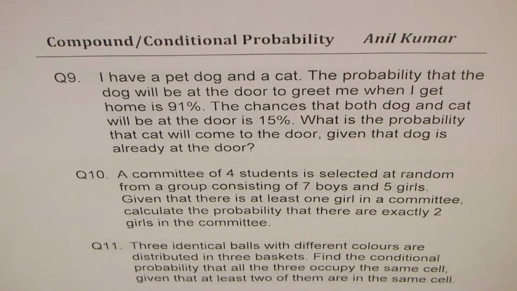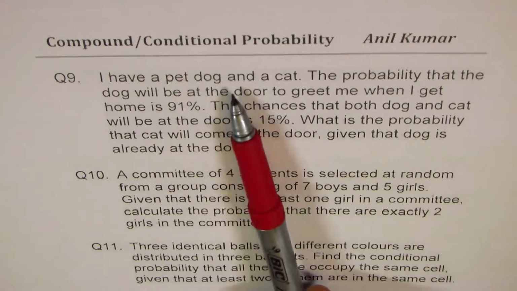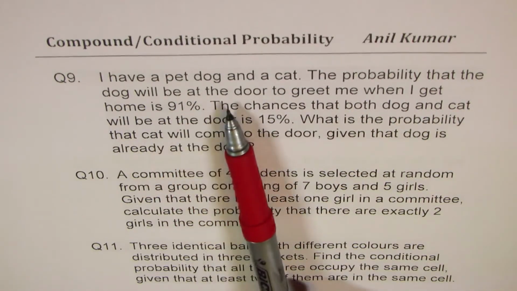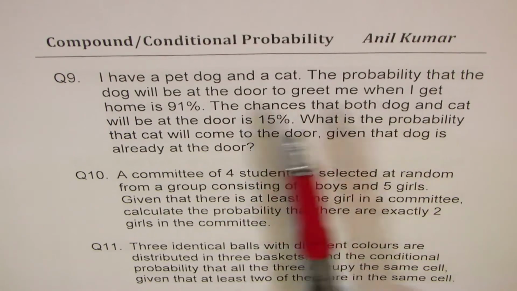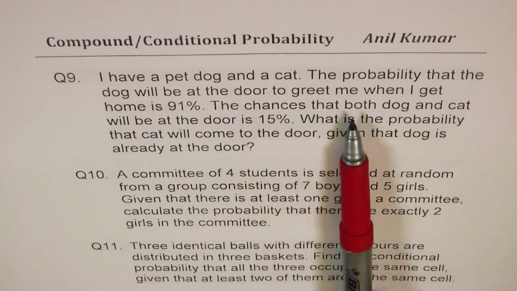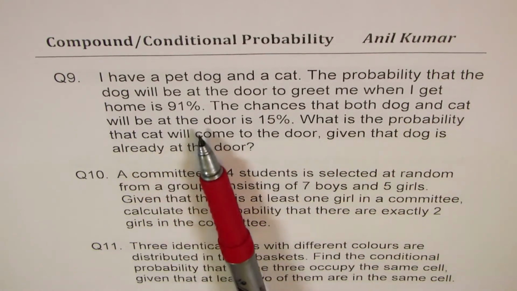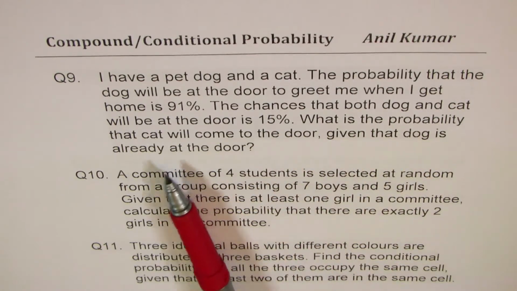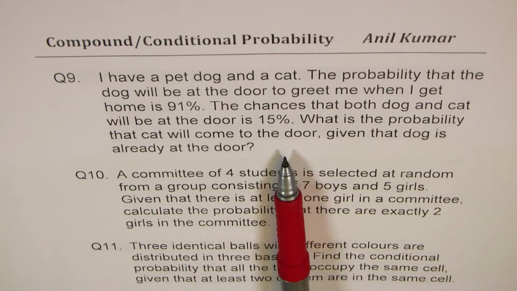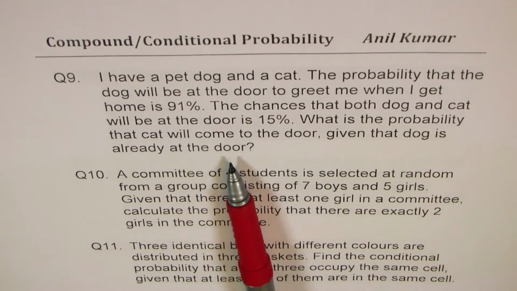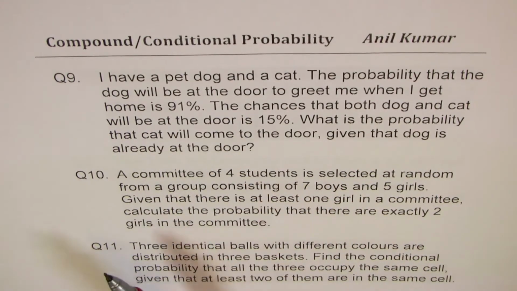Question number 9 to 12. I have a pet dog and a cat. The probability that the dog will be at the door to greet me when I get home is 91%. The chances that both dog and cat will be at the door is 15%. What is the probability that cat will come to the door given that the dog is already at the door? Conditional probability.